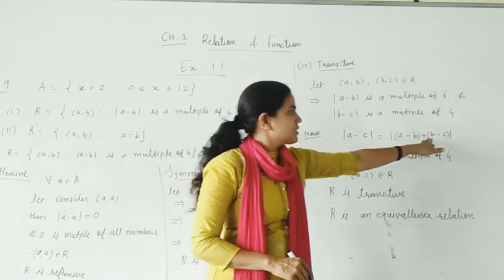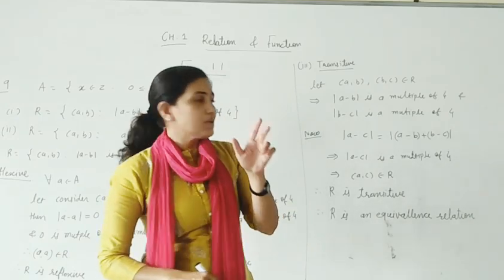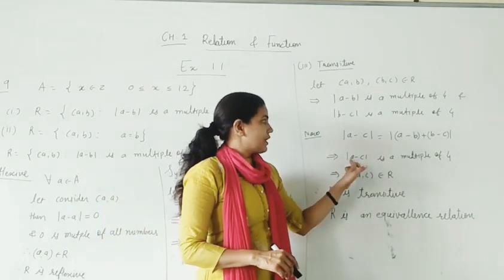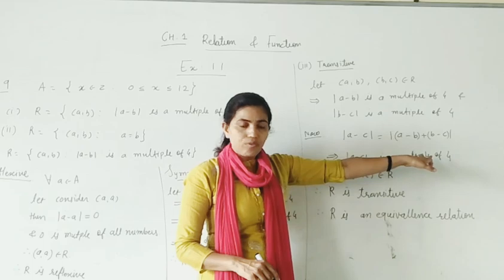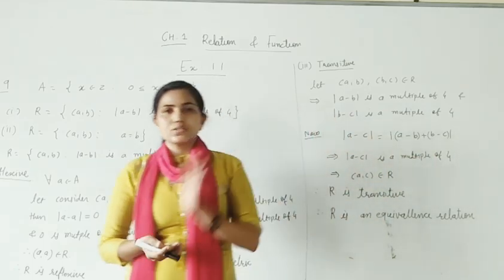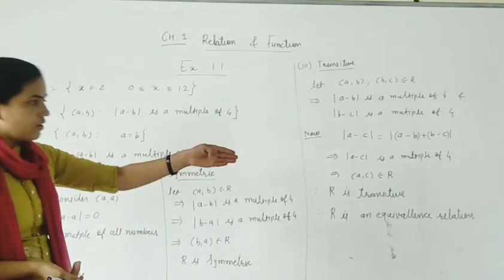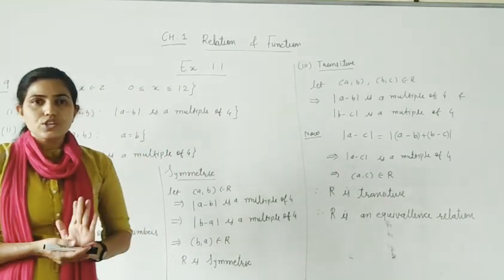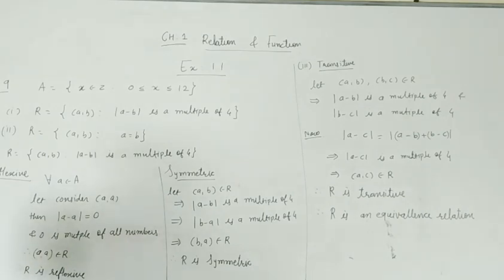Okay, as it is the sum of the two numbers which are multiples of 4, that will give that a minus c is a multiple of 4, and that will give that (a, c) belongs to R, and hence it is transitive. And the final result is it is an equivalence relation. So this is the question number 9.